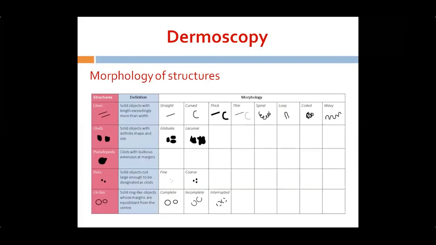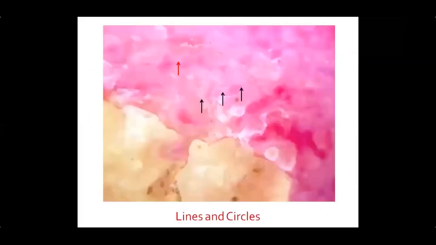And clods can be defined as globules when they are regular, round, and oval. And when they are large and irregular, they can be designated as lacunae. Dots can be fine or coarse. Circles can be complete, incomplete, or interrupted circles. So these are the different morphologies the structures can have in dermoscopy. So this is an example of a line which has got a wavy morphology, and these are the examples of circles.